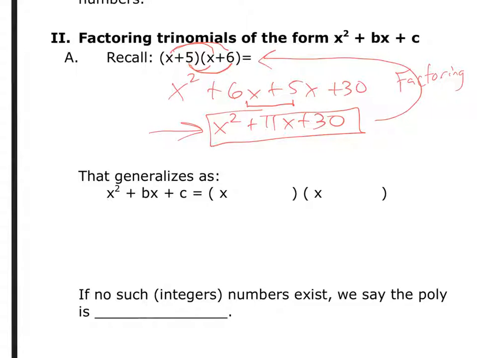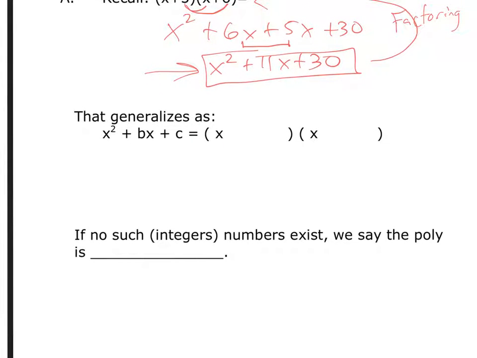In general, we're going to get a quadratic like we see here. Notice in this particular case our leading coefficient is 1. Whenever you have a 1 here, you're going to get x times x. Because everything's positive, we're going to get x plus some number and x plus another number. It could be the same number, but most likely it'll be different.